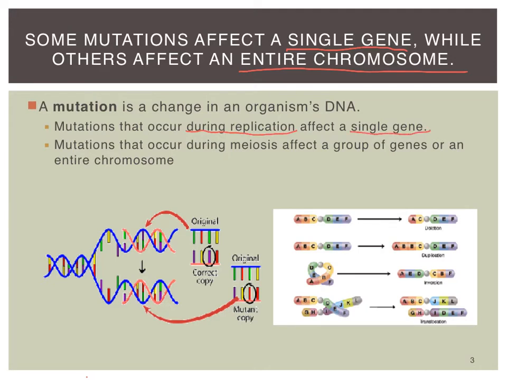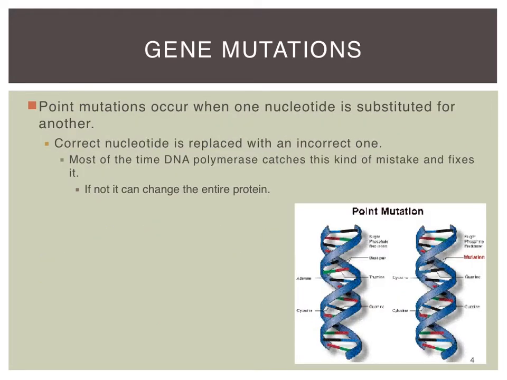And mutations that occur during meiosis affect a group of genes or an entire chromosome. A point mutation is a type of mutation where one nucleotide is substituted for another. The correct nucleotide is replaced with an incorrect one. Most of the time, DNA polymerase, when it edits, will fix this kind of mistake. If it doesn't, because there's always that chance, it can affect the entire protein.